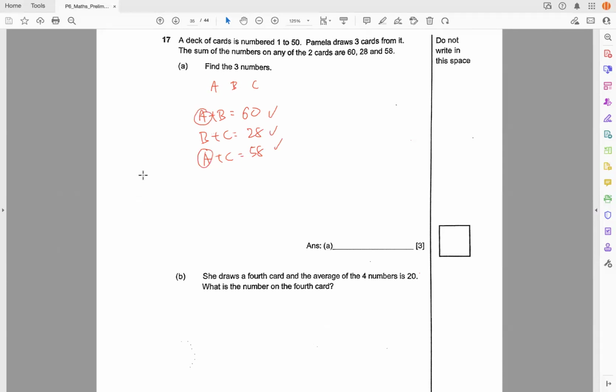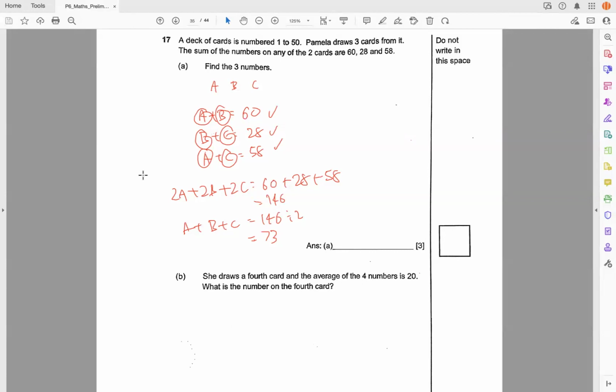You get 2A, 2B, 2C. And you get 60 plus 28 plus 58, and the answer is 146. Then 1 A, B, and C is 146 divided by 2. Familiar? This is something you learned in primary 4. The first time a question like this is tested is in primary 4. Find the 3 numbers. ABC is 73, right?